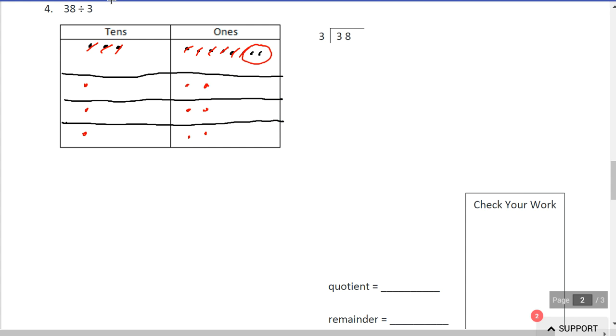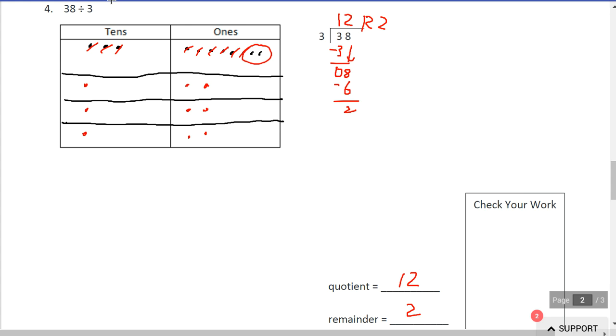Well, with long division, we have 3 times 1 is 3. Subtract, 0, bring the 8 down. So now 3 goes into 8 only 2 times. 3 times 2 is 6. And then we have 2. So we have 12 remainder 2. Now we have to check our work. So our quotient should be 12, and we have a remainder of 2.